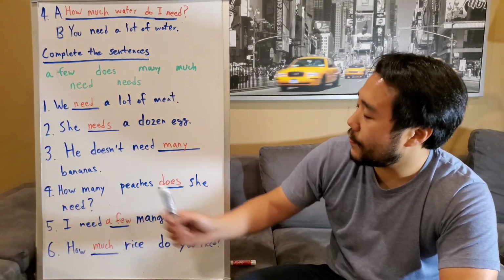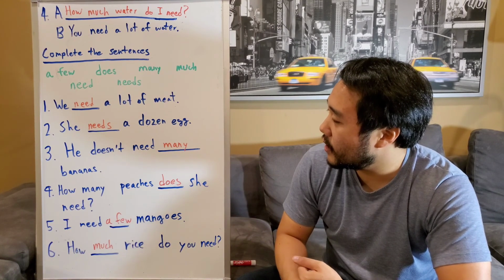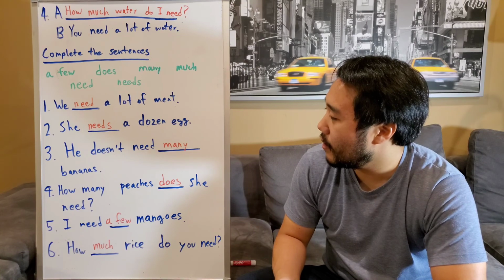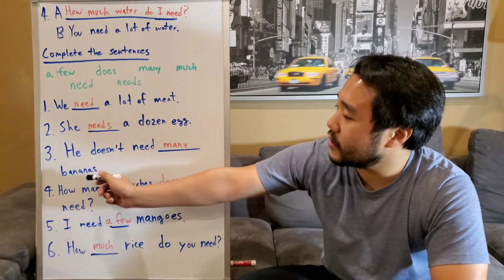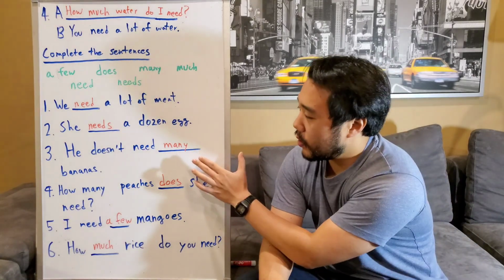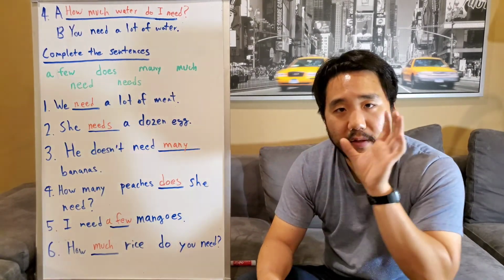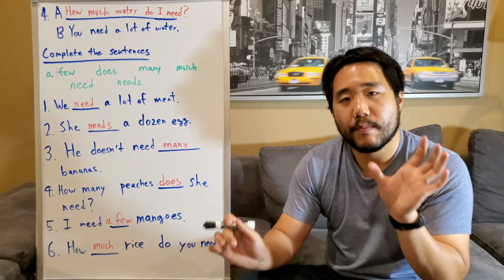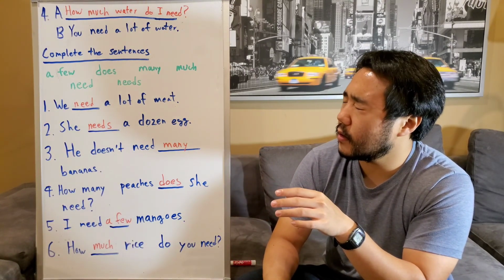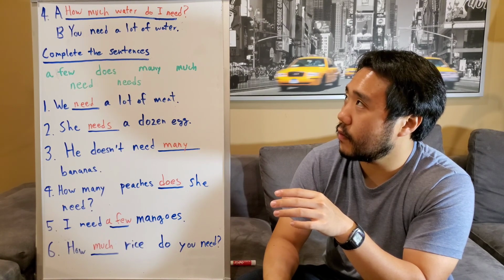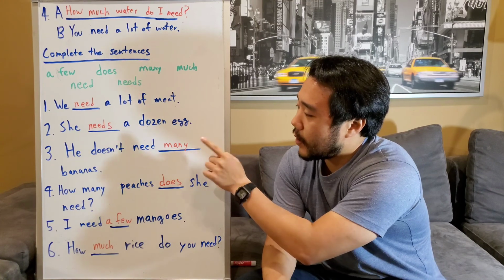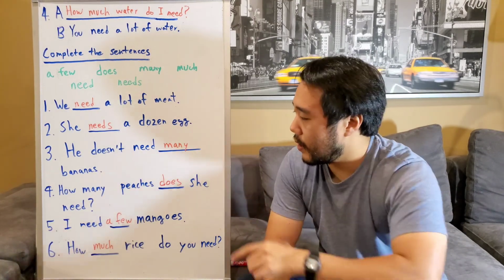So number 3, he doesn't need many bananas. He doesn't need many bananas. So bananas are countable. Many and much: we want to use much for non-countable nouns. So in this case, bananas are countable, so we can say many.